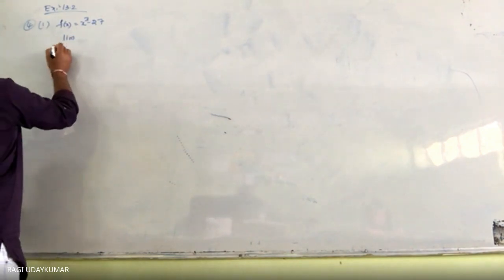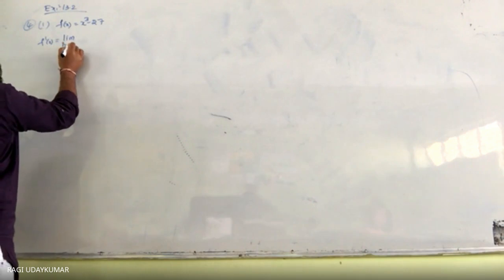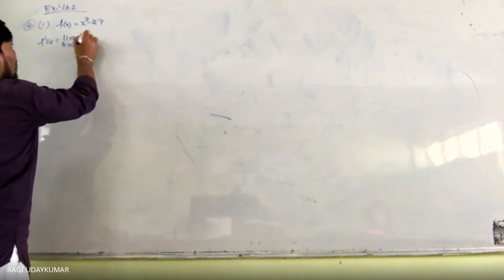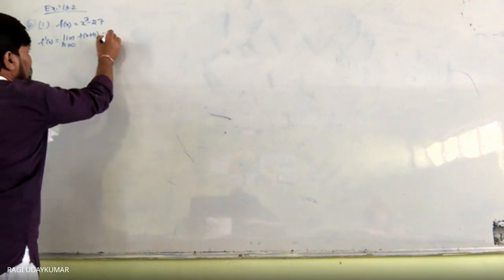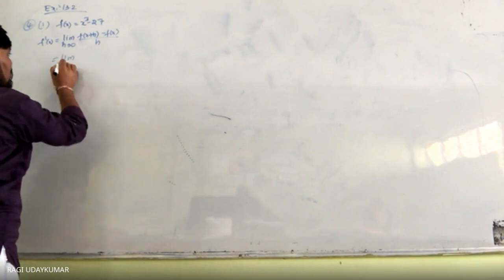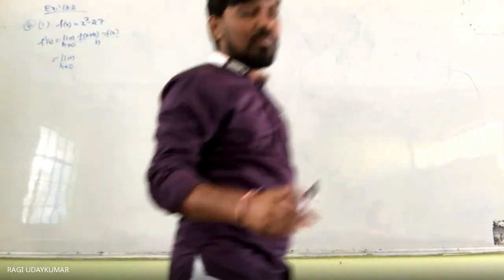f dash of x, you need to find out, is the limit h tends to 0, f of x plus h minus f of x by h. So all the problems will be in a similar model here, not in a different way. So same model problems will be there.